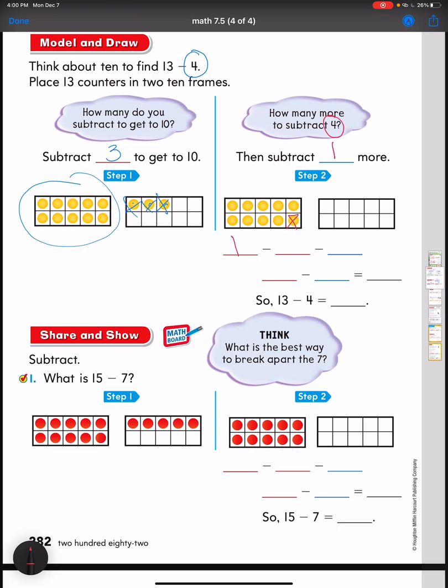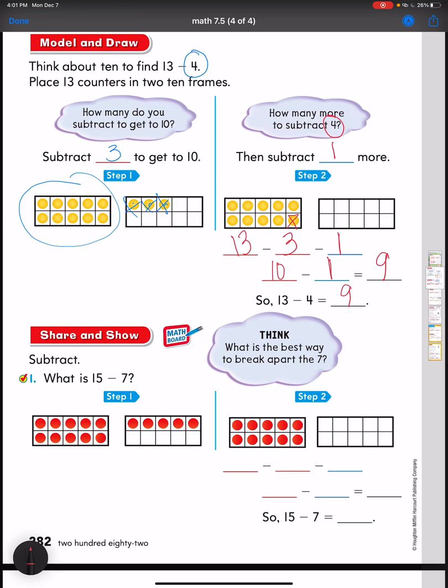So I had 13. I took away 3 to get to 10. And then I had to subtract 1 more to subtract a total of 4 because that's what I was trying to subtract. So 13 minus 3 is 10, and I subtract that 1 more, and that's going to give me 9. That means 13 minus 4 will equal 9.